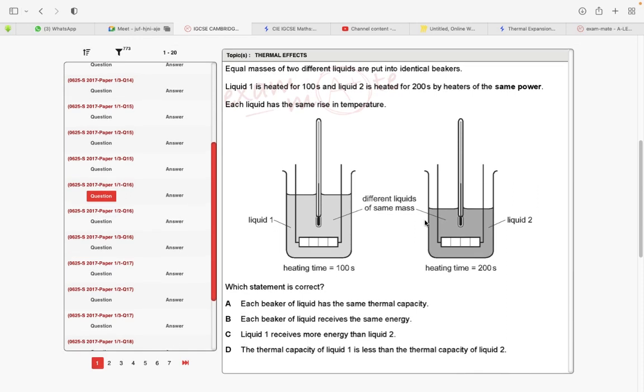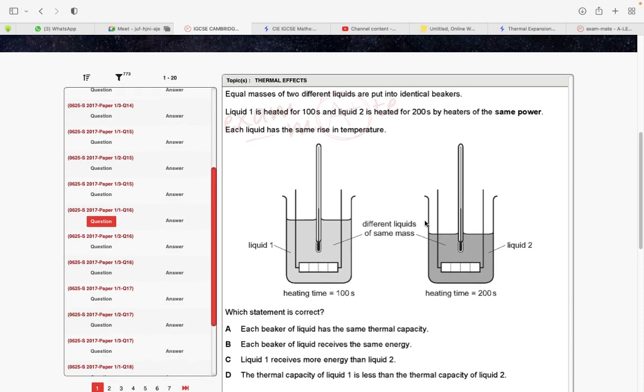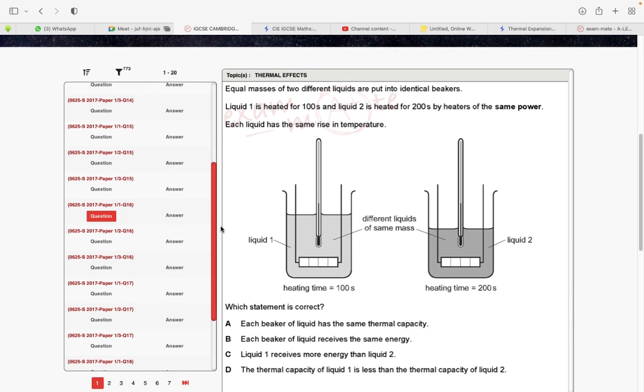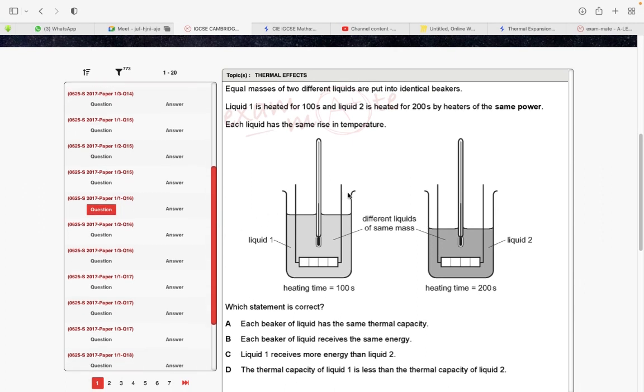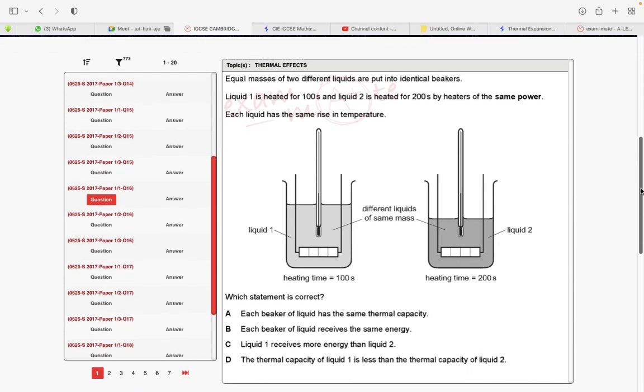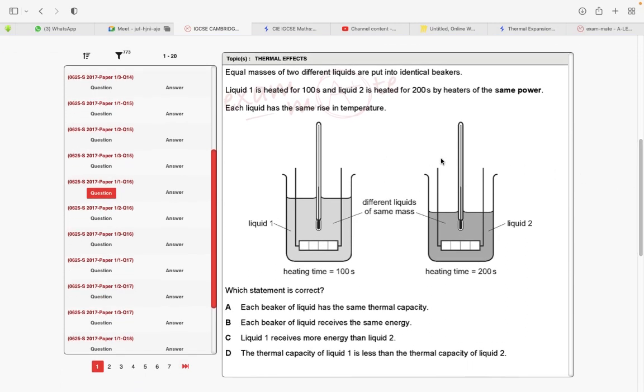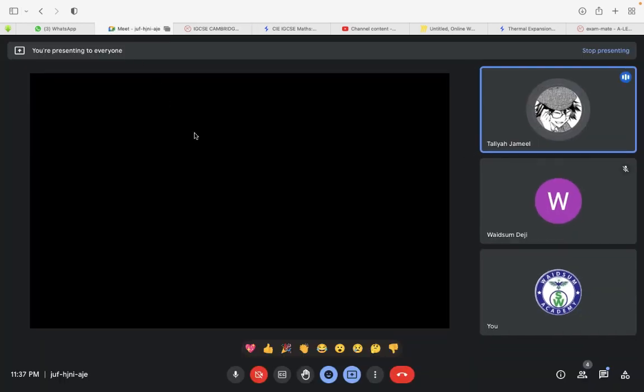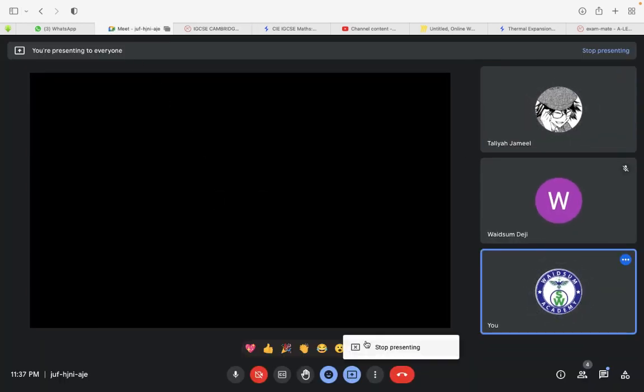Okay, let's see this question. Equal masses of two different liquids are put into identical beakers. Right? Are you there? I can't see the question. Okay, wait, let's reshare.